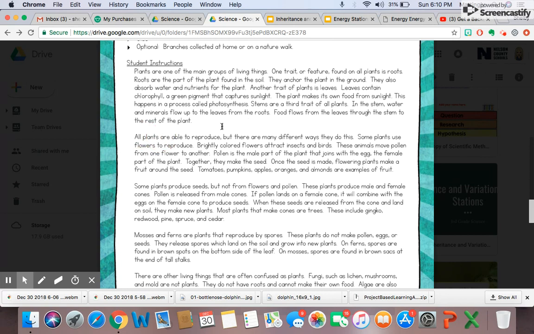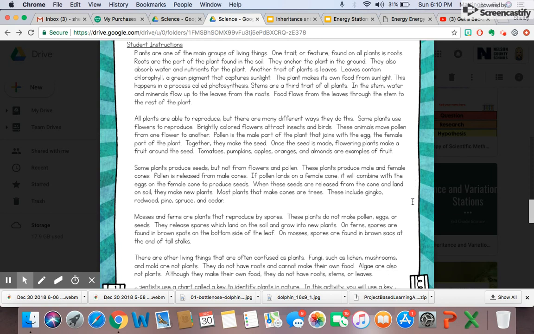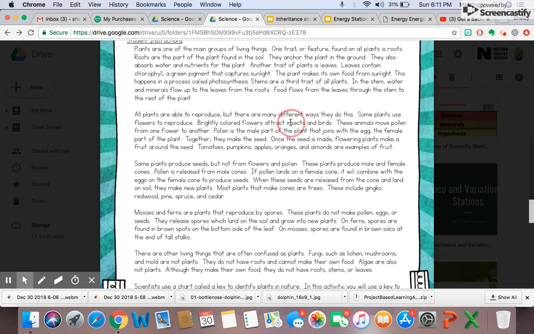All plants are able to reproduce, but there are many different ways they do this. Some plants use flowers to reproduce. Brightly colored flowers attract insects and birds. These animals move pollen from one flower to another. Pollen is the male part of the plant that joins with the egg, the female part of the plant. Together they make the seed. Once the seed is made, flowering plants make a fruit around the seed. Tomatoes, pumpkins, apples, oranges, and almonds are examples of fruit.